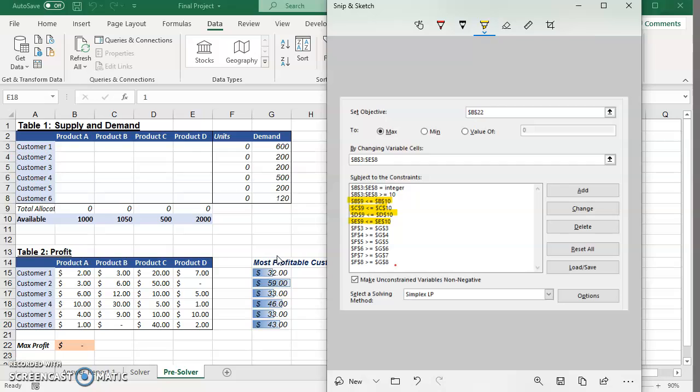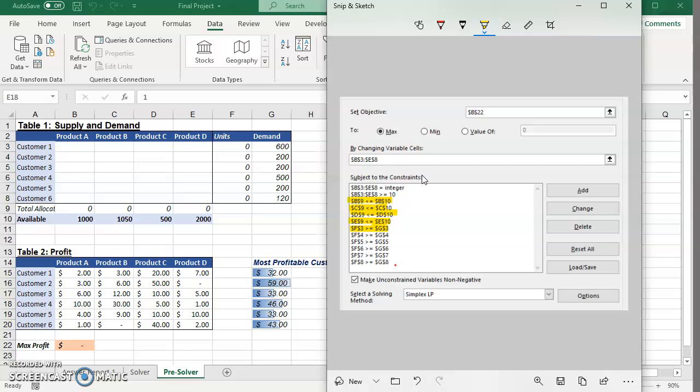Now the total allocated must be less than or equal to the inventory available. That's, in other words, what we're saying. The minimum demand, and this is where the benchmark is, needs to be satisfied. So we have cell F3, F3 is greater than or equal to G3. This means that at minimum, the customer will get these quantities.